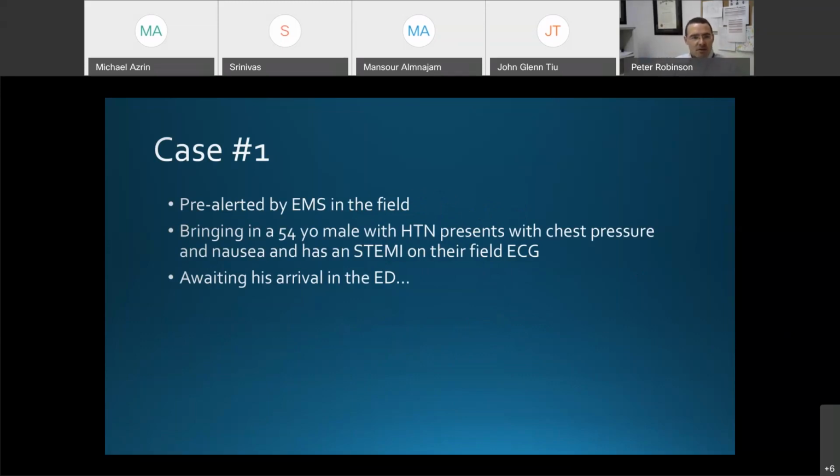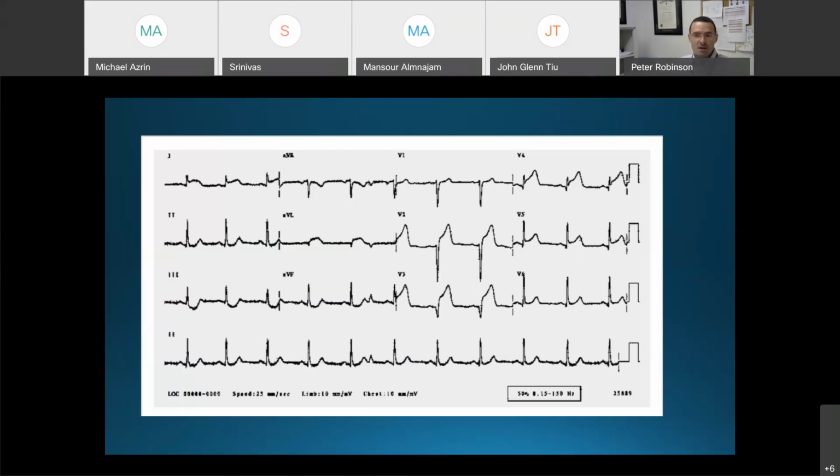This is a straightforward one. You're pre-alerted by EMS in the field. They say they're bringing in a 54-year-old gentleman with history of hypertension who comes in with chest pressure and nausea, and they report they believe he has a STEMI on their field EKG, and you're waiting for his arrival in the ER. This is what comes across the scanner before you see him. It doesn't even give you his age or name, so you can't even look anything up. And this is what you see.